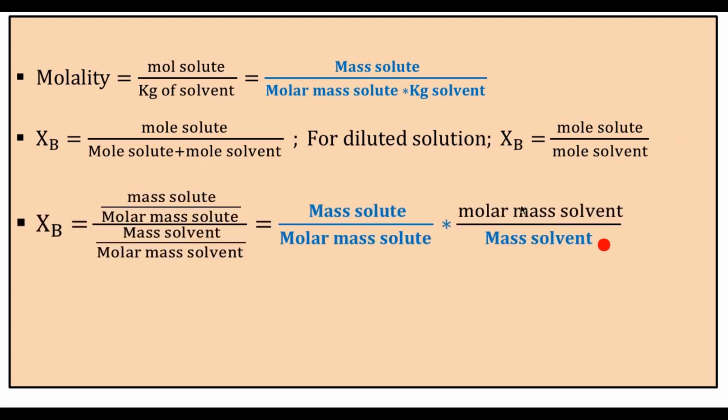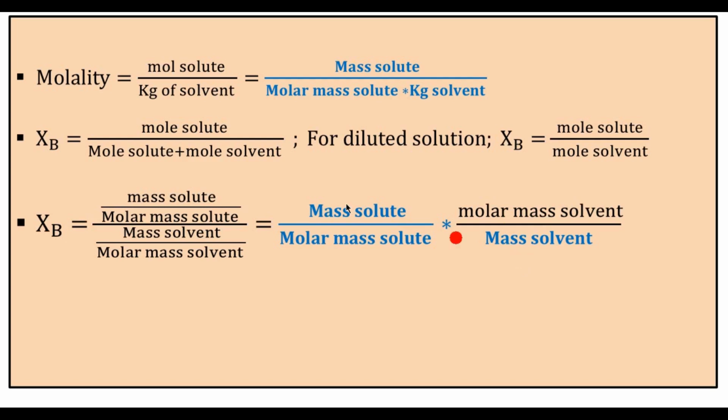That means we can replace the moles with mass over molar mass. You have the mass of the solid over the molar mass of the solid, and here also the mass of the solvent over the molar mass of the solvent. Then what is this? If we multiply by the reverse, it will be equal to mass of the solid over molar mass of the solid times the molar mass of the solvent over mass of the solvent.